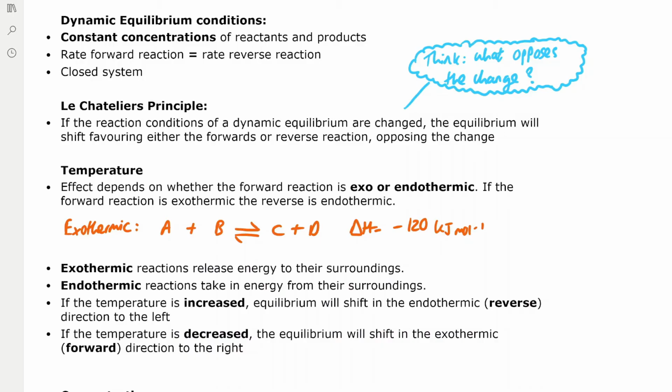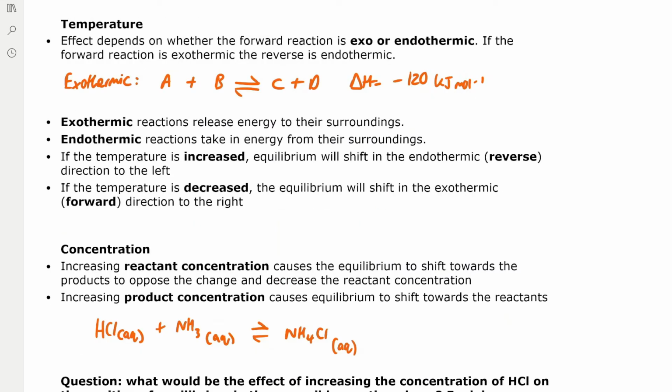Le Chatelier's principle says that if the reaction conditions of a dynamic equilibrium are changed, the equilibrium will shift to favour either the forward or the reverse reaction in order to oppose the change. So when you're thinking about the effects of changing conditions on Le Chatelier's principle, and therefore the position of equilibrium, you need to think, what opposes the change?